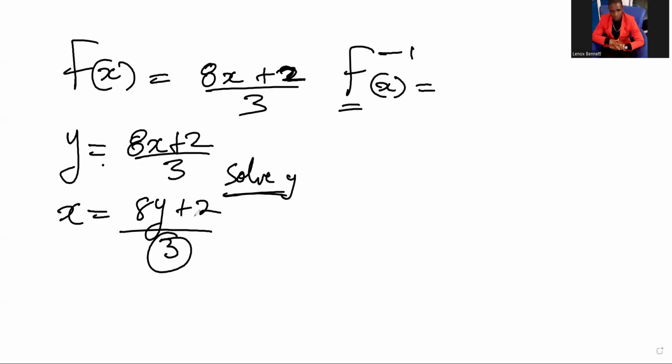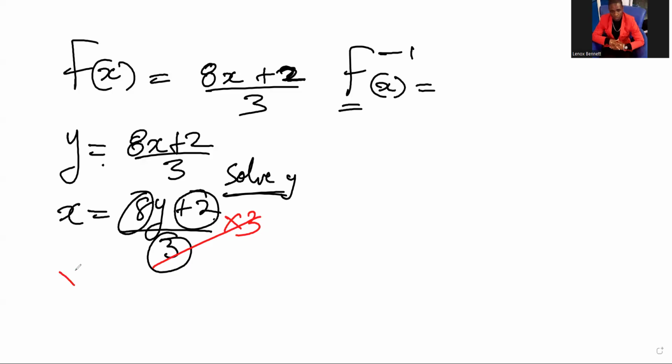So we're going to get rid of the 3, we're going to get rid of the 2, and we're going to get rid of the 8. We have a particular order in which we must do it. The furthest one from the y, we get rid of first. So (8y plus 2) divided by 3. Clearly, we say divide by 3 last. So we take the opposite of divide by 3, so we times by 3.